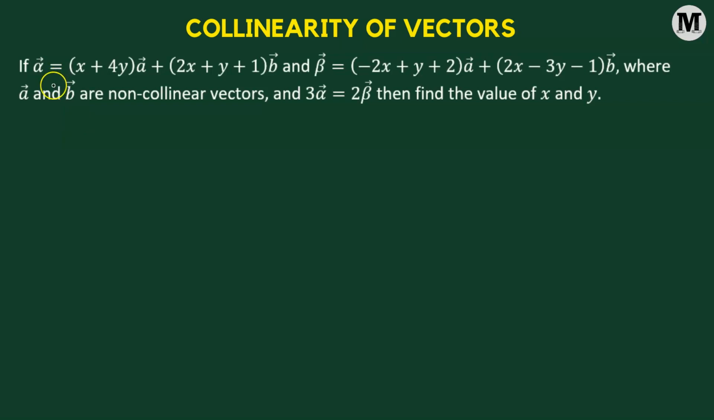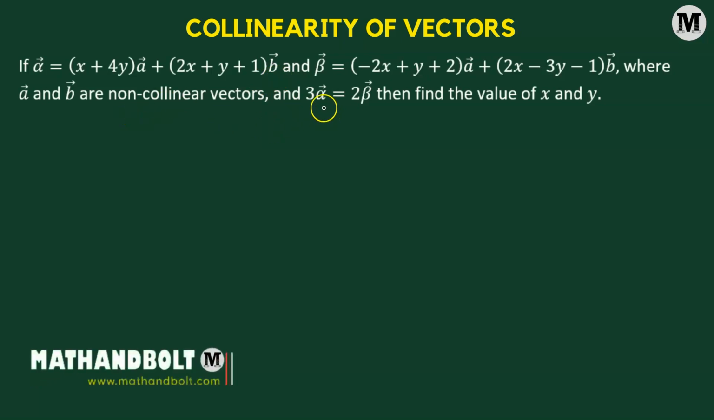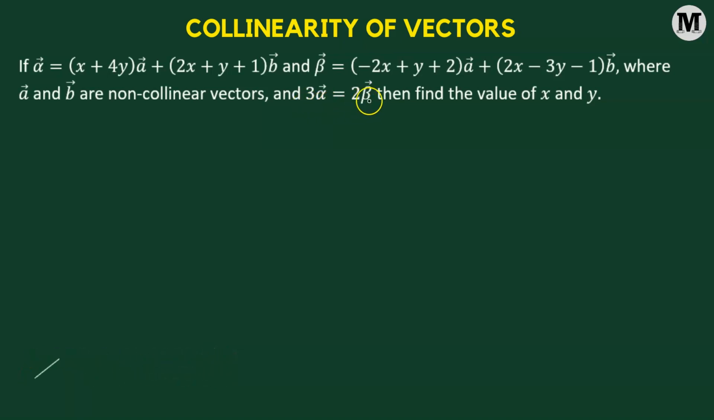So here in this problem, we are given two vectors, alpha vector and beta vector. Both of these vectors are linear combinations of the vectors a and b, where a and b are both non-collinear vectors. And we have a relationship between the two vectors, alpha and beta. It's given here that 3 times alpha vector equals 2 times beta vector, which also suggests that these two vectors are collinear. Using this information, we need to find out the value of x and y.